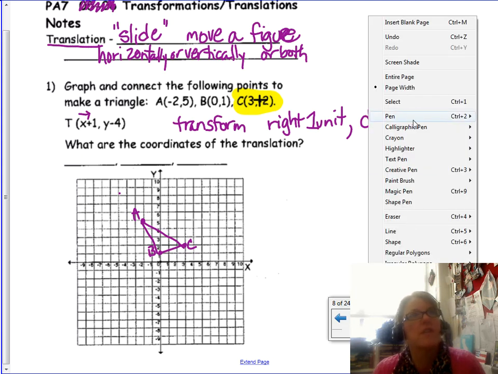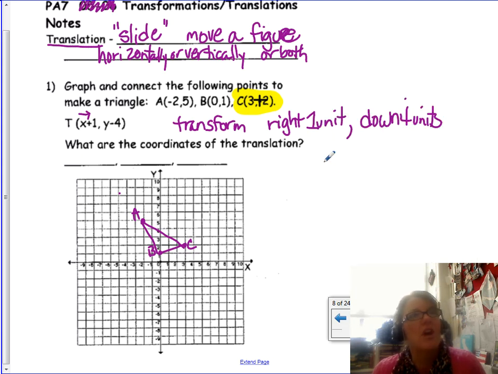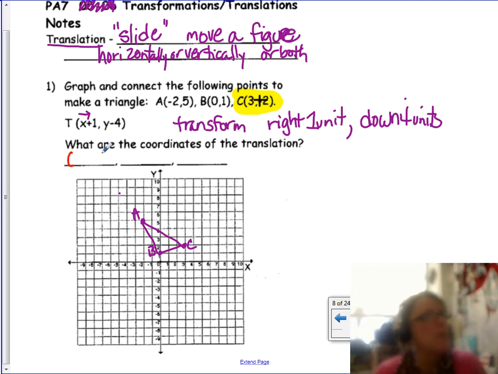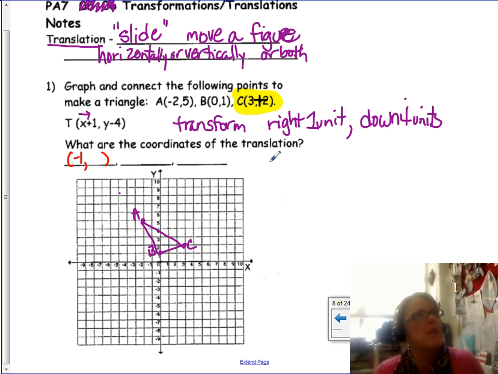This is a specific transformation. I'm going to change colors so it's easy to tell them apart. It says, what are the coordinates of this translation? All right, well, A was (-2, 5), and my new A is going to be this. Add 1 to the x, that'll become -1. Subtract 4 from the y value.